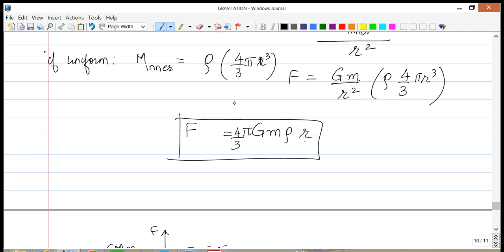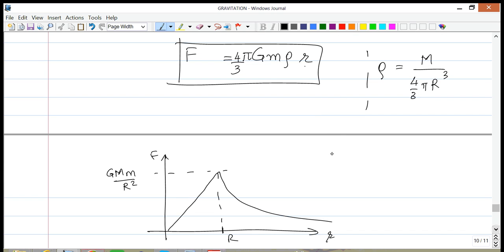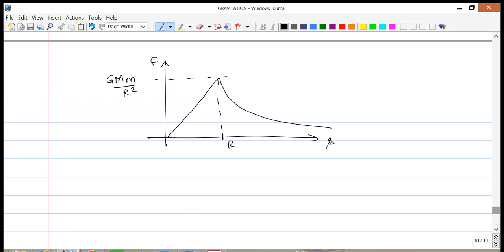Now you can also ask, if the mass is given, the density rho can be found using the total mass divided by the total volume, which is 4 divided by 3 pi R cubed. And if you plug it in here, okay, you'll see that the two forces at the surface of the sphere will basically be the same. So this is how to find the force inside and outside.